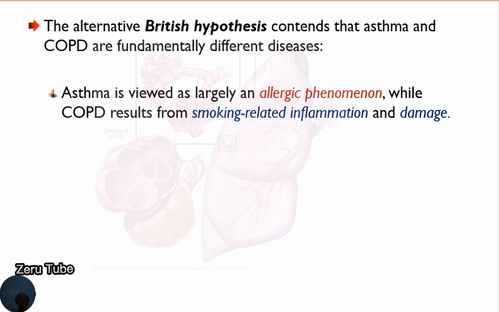So the alternative British hypothesis contends that asthma and COPD are fundamentally different diseases. The British hypothesis says that asthma and COPD are fundamentally different diseases.